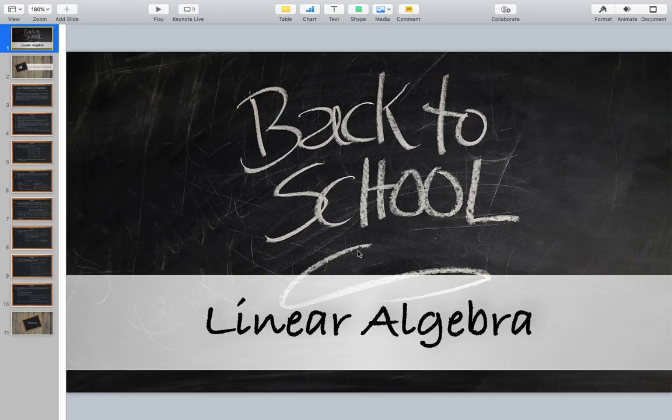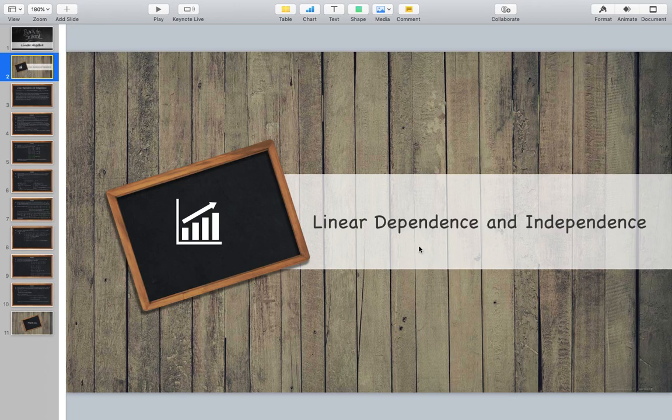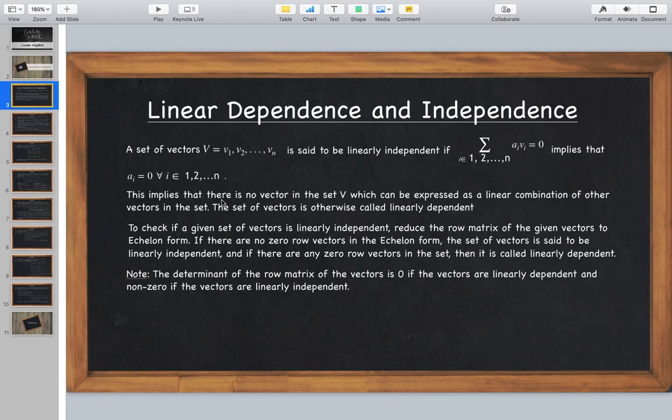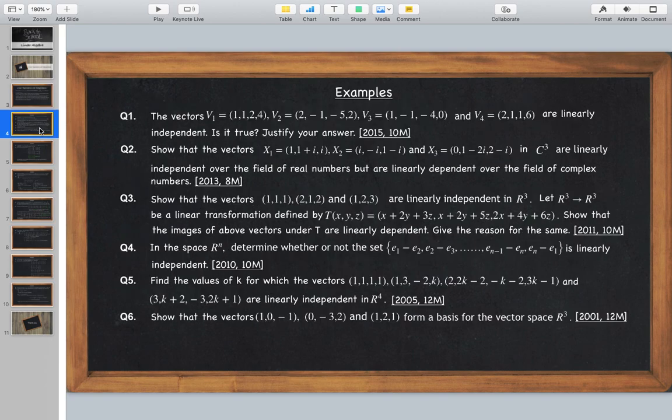Hi friends, let's begin with the first course of our discussion, which is linear algebra, and the topic for today's discussion is linear dependence and independence. So first of all, we are going to define what we mean by linear dependence and independence, and then we are going to look at some of the previous year questions to get an understanding of what type of questions are being asked in this exam.